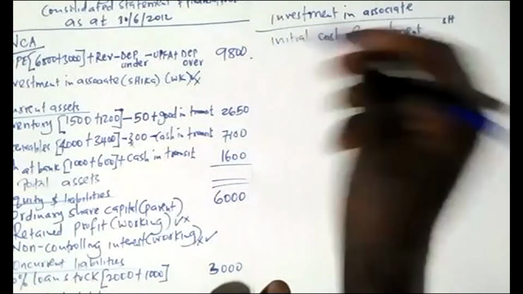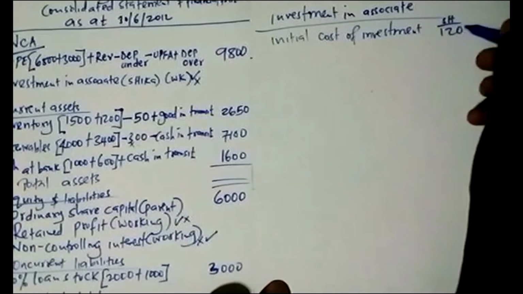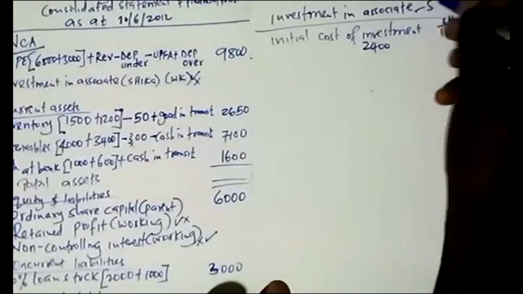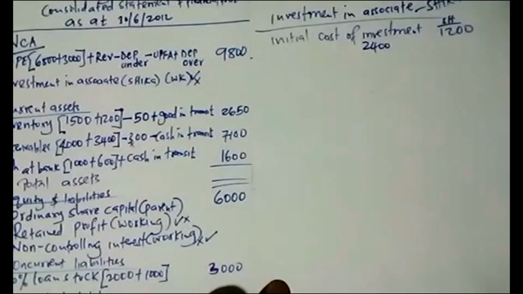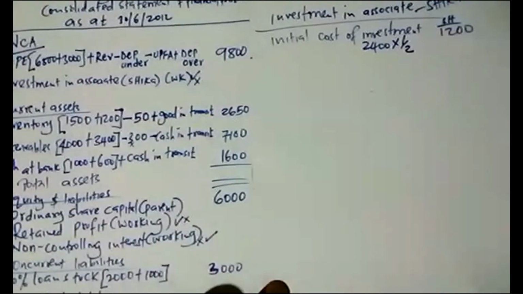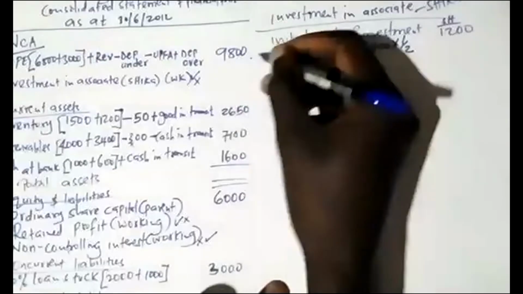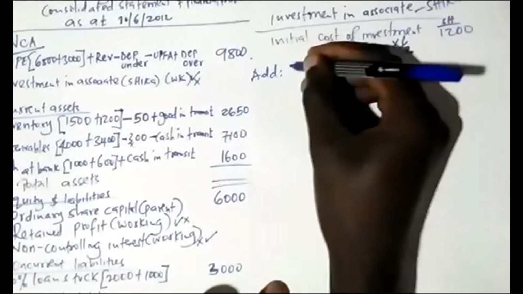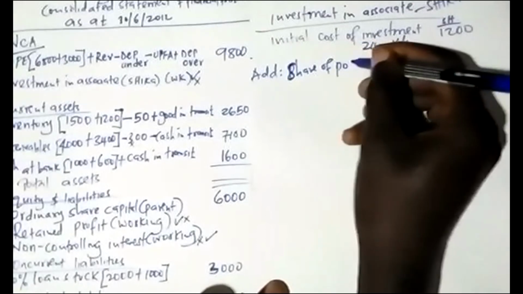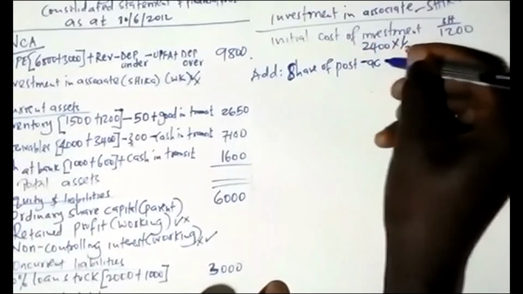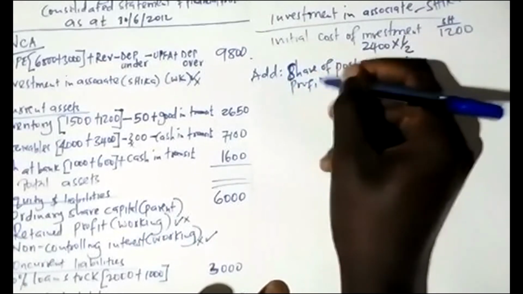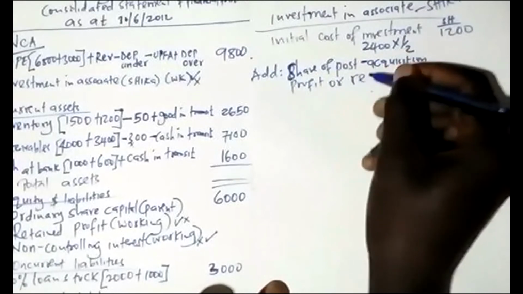Then after that, initial cost of investment, remember that it was 1,200, because by the time of acquisition, they paid 2,400. This, remember, is Shika. When Unga was acquiring Shika, it paid 2,400. But by the date of disposal, they disposed of half. So it's supposed to be 1,200. Then what you add is the share of post acquisition profit, or reserves.